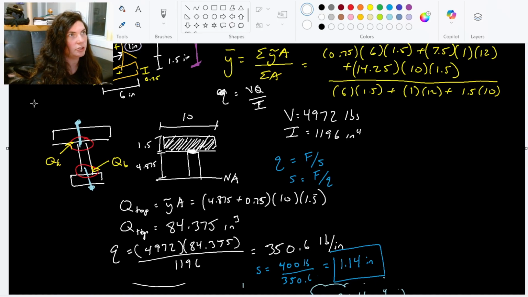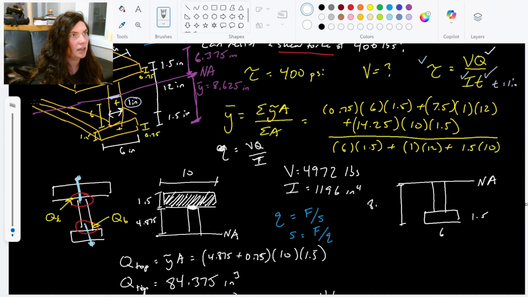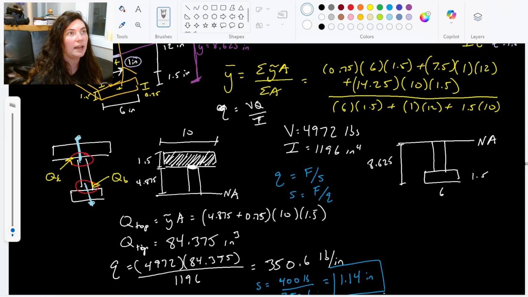All right, so now we're looking at our shear flow for the bottom. So our neutral axis will be at the top. Our line comes down, and then we have that little section here, 6 inches, 1.5 inches, and then we know that this total distance was 8.625. And again, for the Q, only the area past the point of interest, right? Away from the neutral axis. So this is our point of interest. It's going to be all of this area below it.